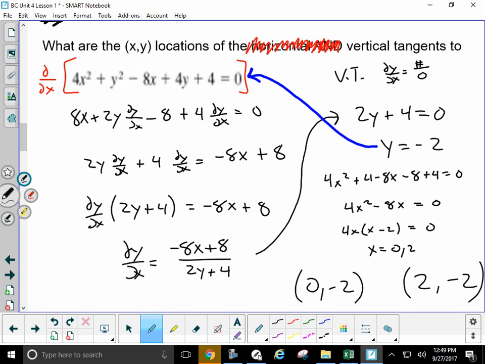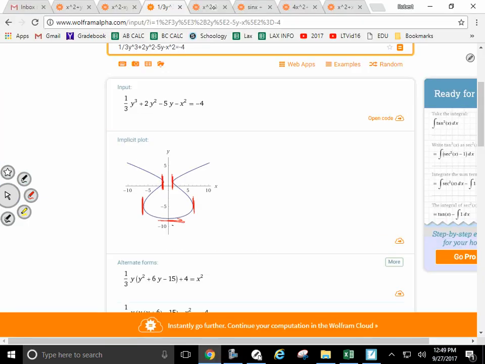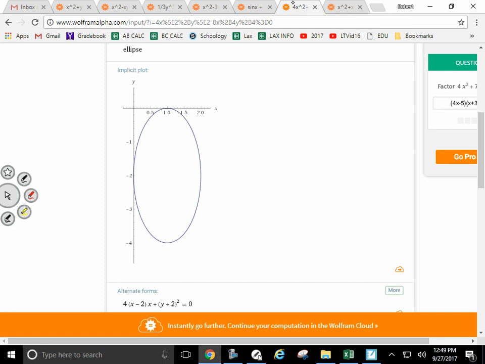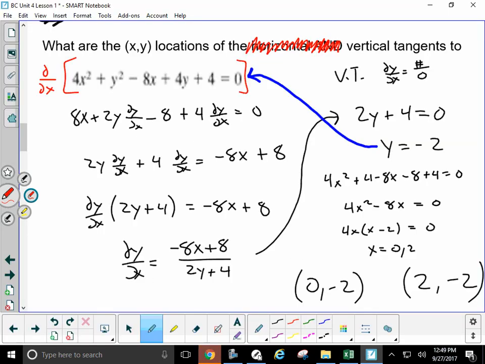Okay, we get 0, -2, and 2, -2. Let's look at the graph of this guy. 0, -2, vertical tangent. 2, -2, vertical tangent. Awesome. We just did that. Okay. Make sure you list your x, y points as x, comma, y. So don't find y first and then list that first. The x coordinate is 0. The x coordinate is 2.